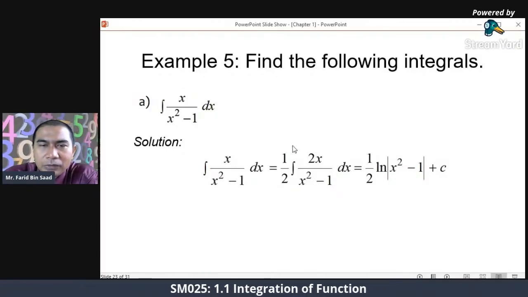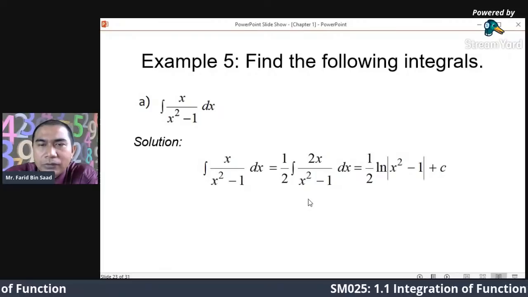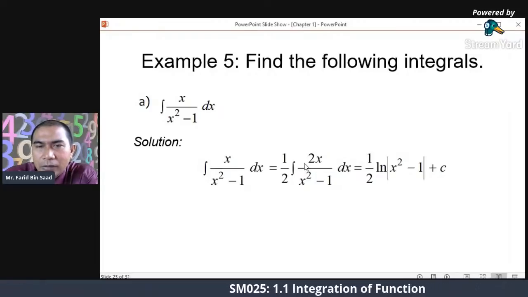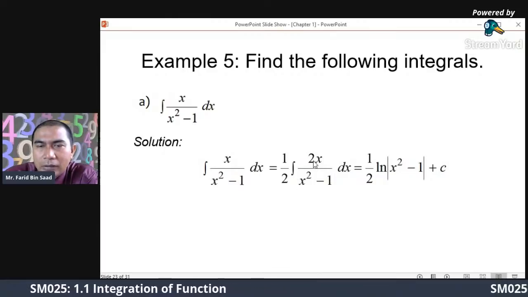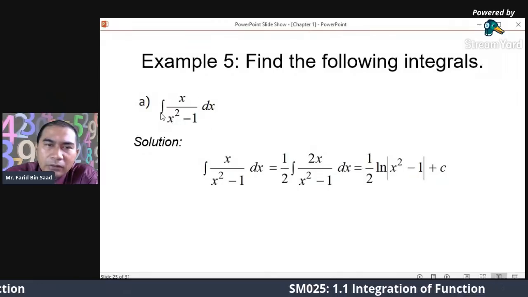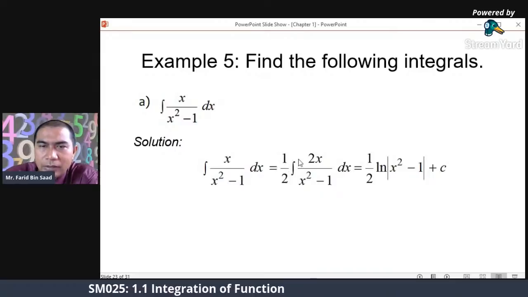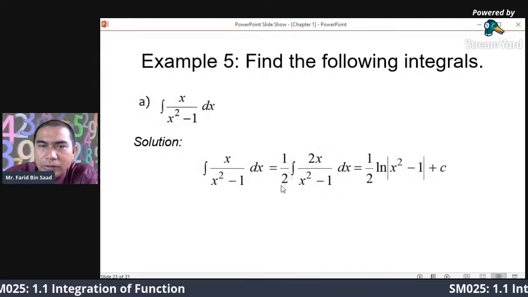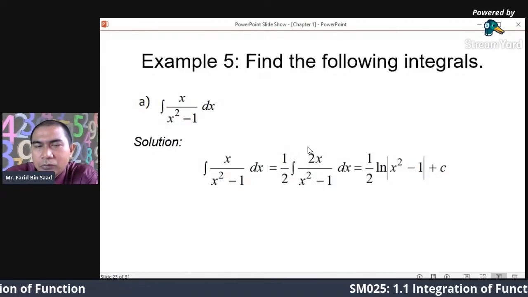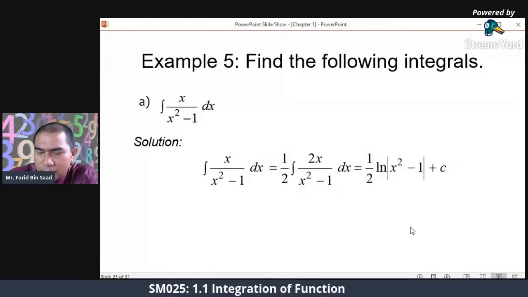Yes, please remember this one, because we want to use the formula f prime x over f x. We already differentiate f x, and if it's different from the question, please multiply with something. Let's say this one is 3x, so multiply with 1 over 3. If this one is 1 over 2, multiply with 2. Okay, next.